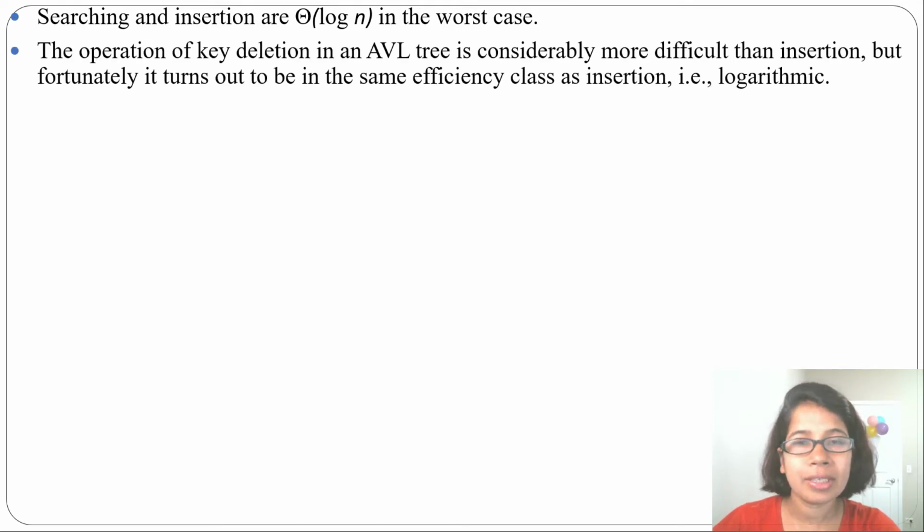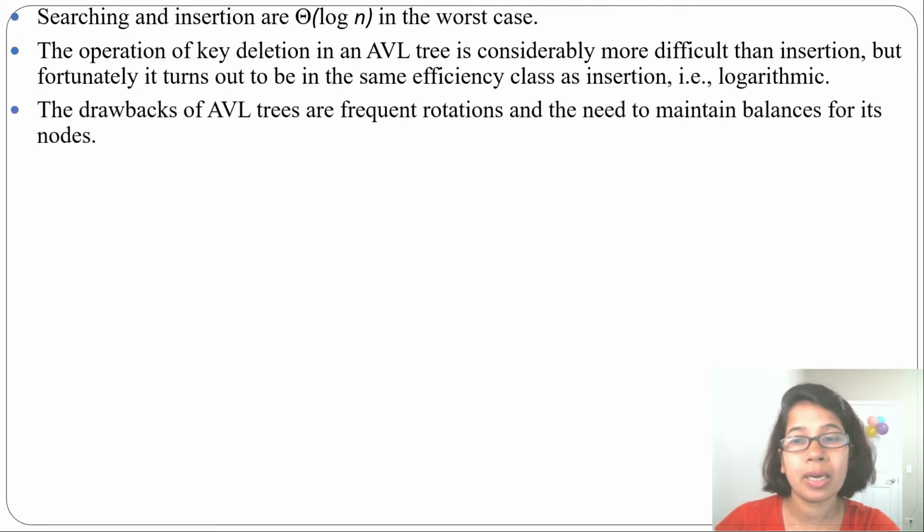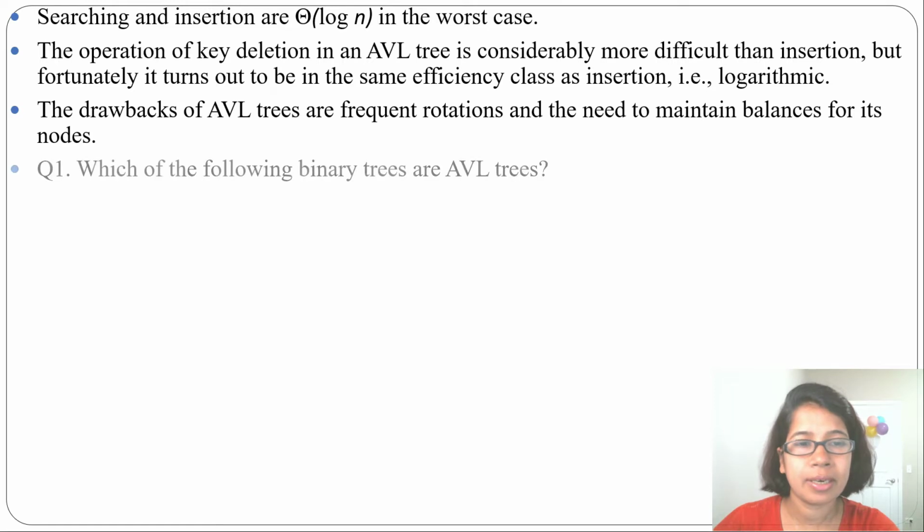The drawback in an AVL tree is frequent rotation. We are doing lots of rotations to balance the height, and that is the only drawback. Let's solve some questions based on AVL trees. These questions are from a standard textbook. First question: which of the following binary trees are AVL trees?